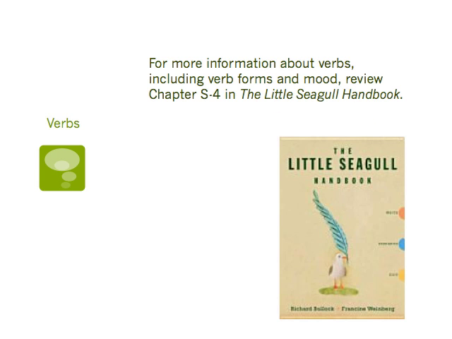Your grammar text, the Little Seagull Handbook, offers more information about verbs in Chapter S4. For information about verb forms, review pages 240 through 243. For information about mood, including the indicative and conditionals, review pages 244 through 246.